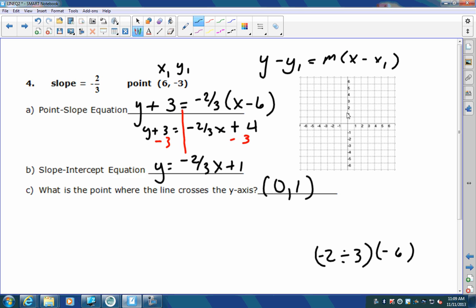Your y-intercept is 0, 1. So you're going to start on the y-axis at 1. The slope is -2/3. It tells you to go down 2 and to the right 3. So I'm going to start at 1, down 2, to the right 1, 2, 3. I can also go backwards and go up 2 to the left 3. Then I can draw my line.